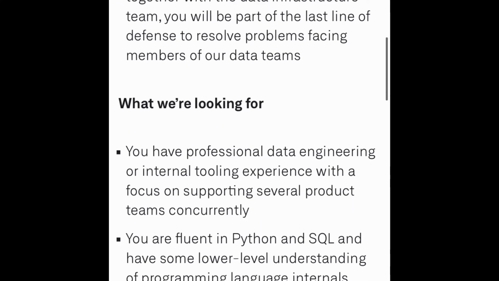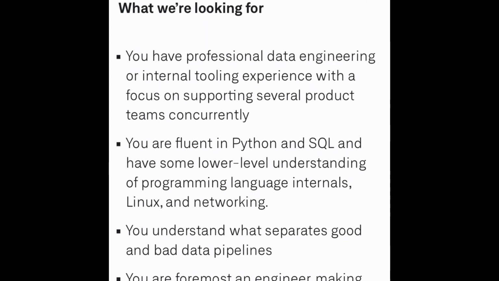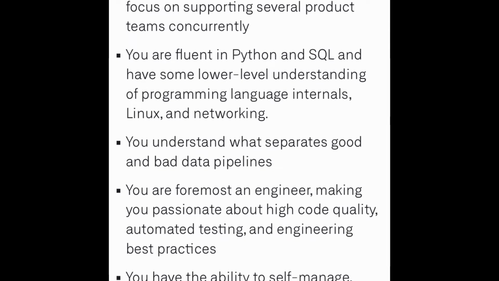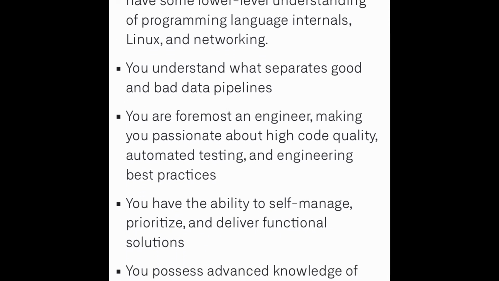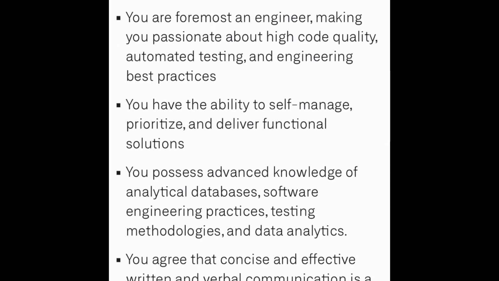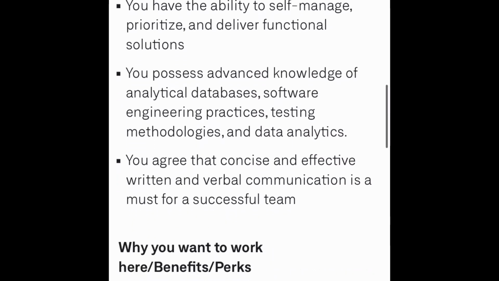What we're looking for: you have professional data engineering or internal tooling experience with a focus on supporting several product teams concurrently. You're fluent in Python and SQL and have some lower-level understanding of programming language internals, Linux, and networking. You understand what separates good and bad data pipelines. You are foremost an engineer, making you passionate about high code quality, automated testing, and engineering best practices. You have the ability to manage, prioritize, and deliver functional solutions. You possess advanced knowledge of analytical databases, software engineering practices, testing methodologies, and data analysis. You agree that concise and effective written and verbal communication is as important for a successful team.